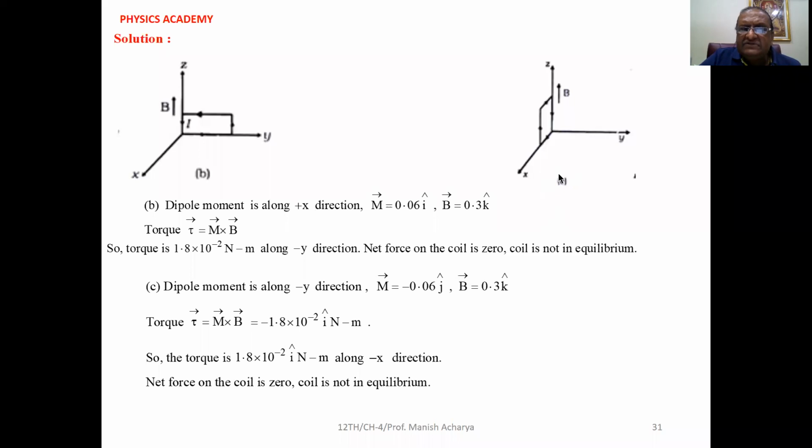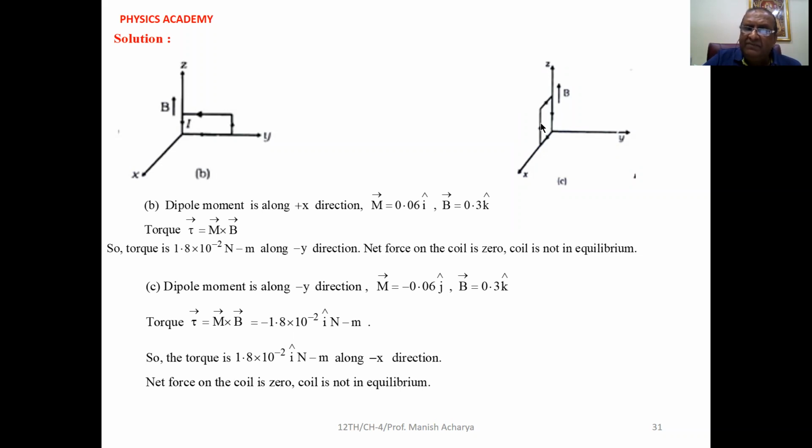Now see, in case of C, if we think about the dipole moment, then with fingers in the direction of the current, the thumb will point in the negative Y direction. Okay. So M is minus 0.06 j caret, B is 0.3 k caret, and tau is M cross B. So that is minus 1.8 into 10 raised to minus 2 i caret Newton meter. That means the torque is in the negative X direction.